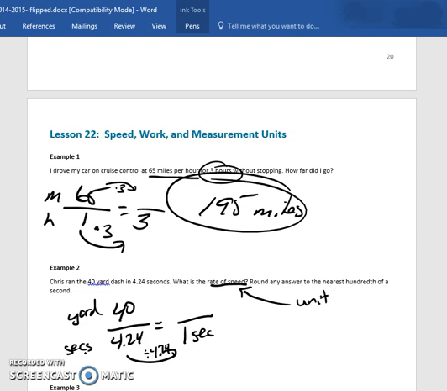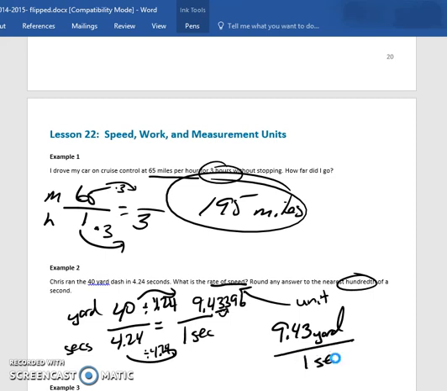So if we reach for our calculator, we can divide. And when we divide by that 4 and 24 hundredths, we get a whole big old mess on our calculator. So it's saying round to the nearest hundredths. My calculator is saying 9.4339. Okay, tenths, hundredths. Look to the right. That 3 is not going to make me round up. So it's 9 and 43 hundredths of a yard per second.